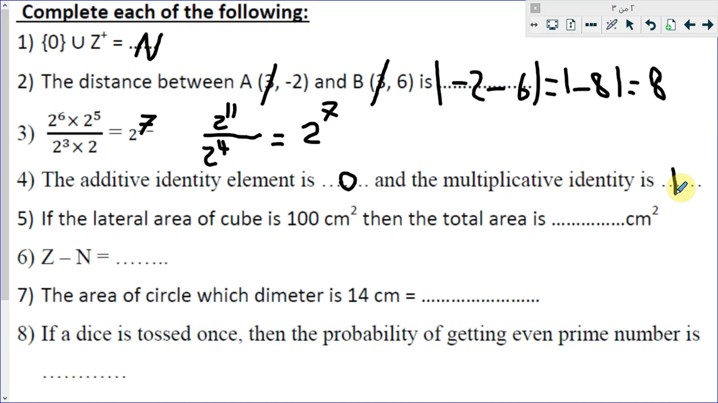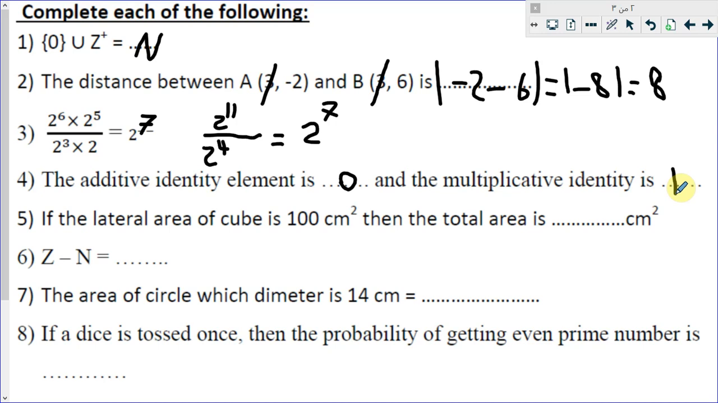And it's the same in multiplication. 1 doesn't change anything in our multiplication operation. Why? Because 1 multiply anything will give us the same thing. 1 multiply 4 will give us 4, 1 multiply 2 will give us 2, and so on. So the additive identity will be 0 and the multiplicative identity is 1.